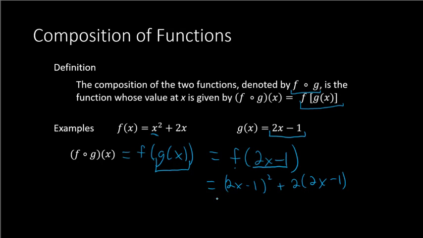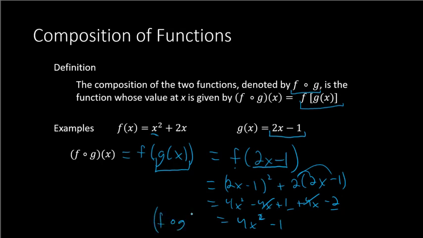All right, so now from here we can simplify. 2x minus 1 squared would be 4x squared minus 4x plus 1. And then here we can distribute. We have plus 4x minus 2. And then we can simplify. These will cancel. We have 4x squared, and then 1 minus 2 is going to be negative 1. So your answer is f of g of x equals 4x squared minus 1.